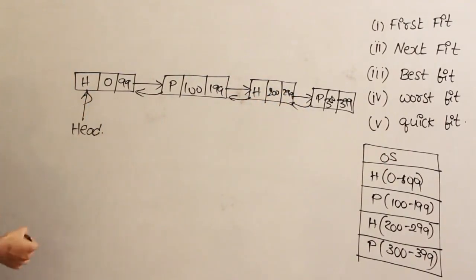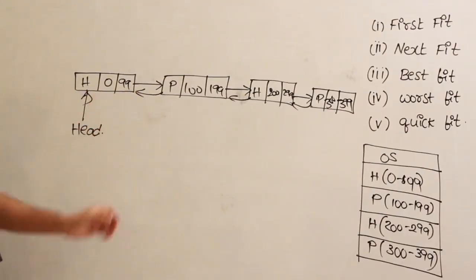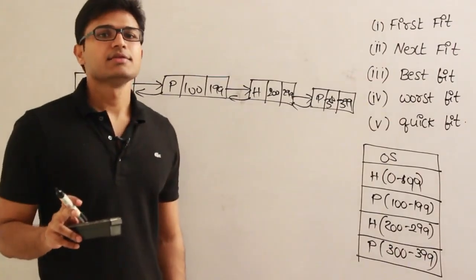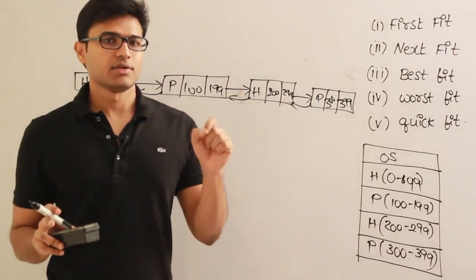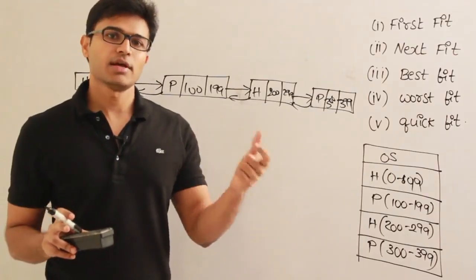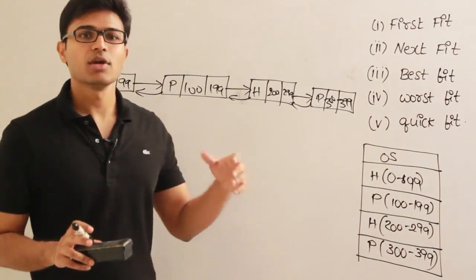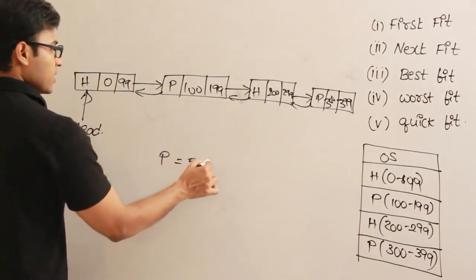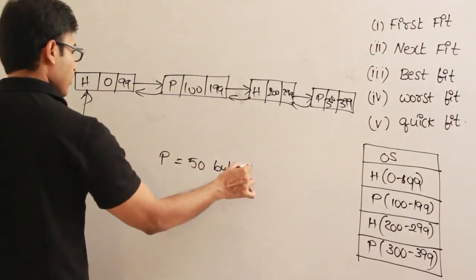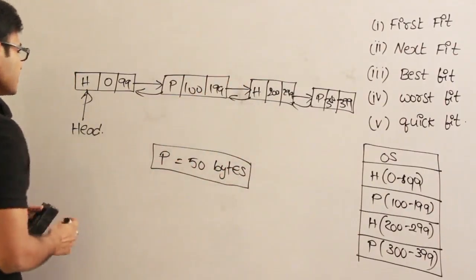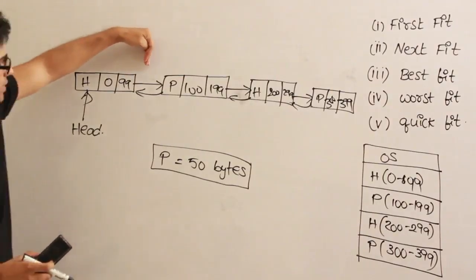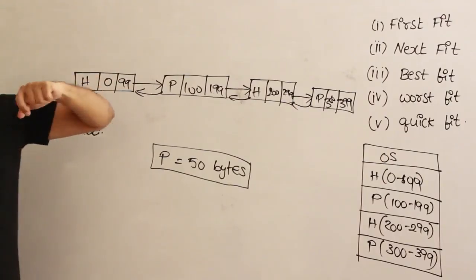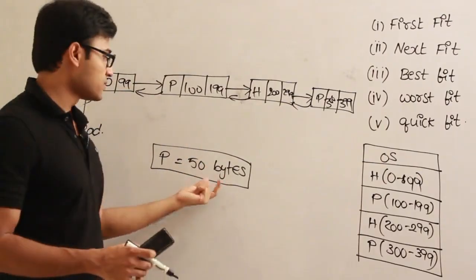Fine. And now what does this first fit say? Scan the entire list, right? Whenever you want to allocate any memory to a process, scan the entire list and see the first hole which is big enough to hold the process. Let us say I got a request from a process and it needs 50 bytes. This is the request I got. Then how does this first fit algorithm work? It starts from the beginning and scans the list, and it will stop whenever it comes across the first hole which is big enough to hold this 50 bytes, right?